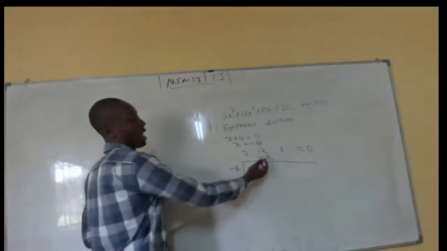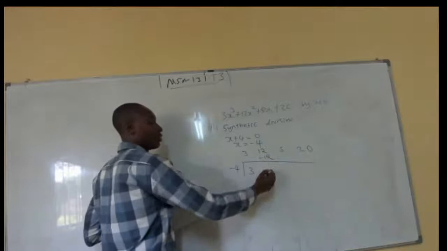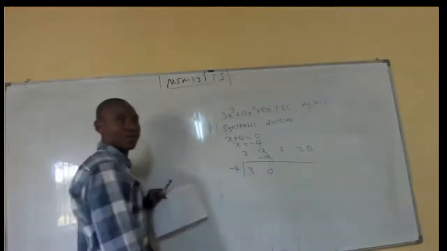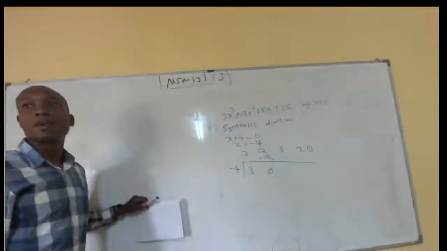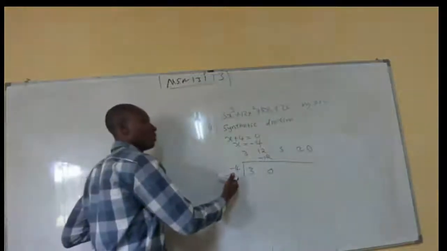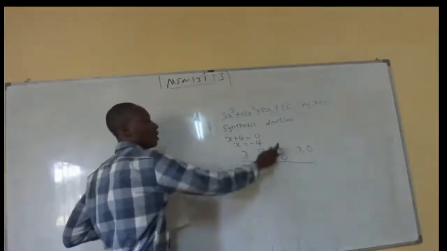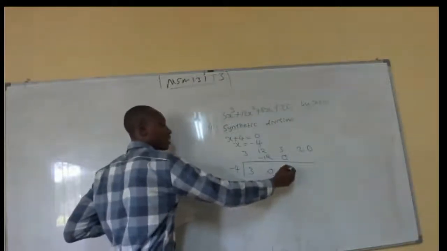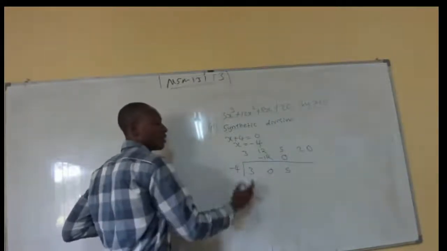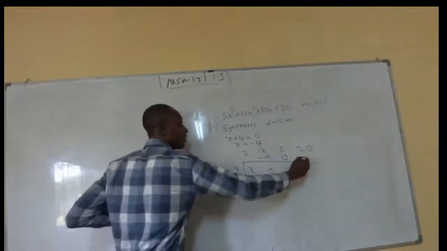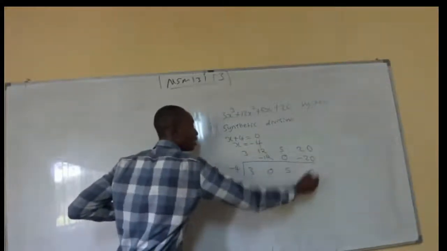Alright, then I'm going to add this to 12 plus negative 12 is what? 0. Can you see that? Alright, then negative 4 multiplied by 0 is 0. Then I'm going to add 5 plus 0, which is actually 5. Then negative 4 times 5 is negative 20. When you add, it's 0.